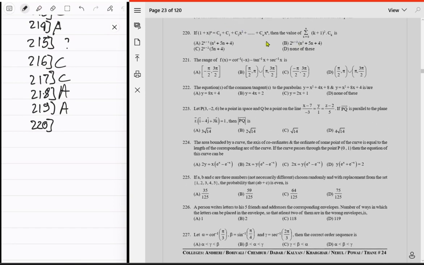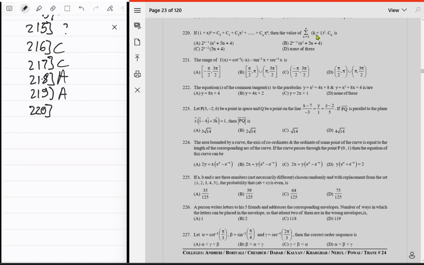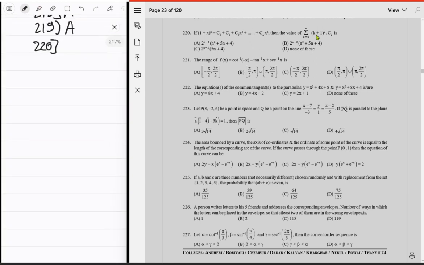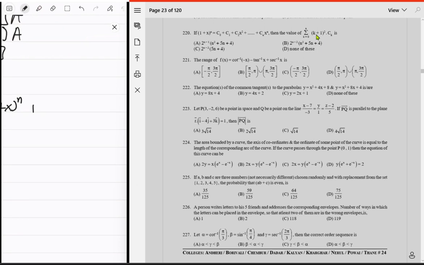If 1 plus x power n is equal to this thing, the value of the summation from k equal to 0 to n of k plus 1 square times ck is, oh, k plus 1 square times ck. Just multiply by x and differentiate. Differentiating x times 1 plus x power n gives 1 plus x power n, and then what remains is n x times 1 plus x power n minus 1. This is equal to c0 plus 1 times c1 plus 2, right?